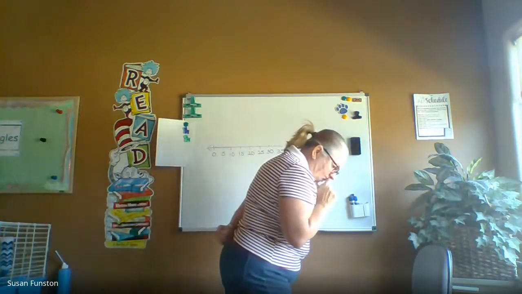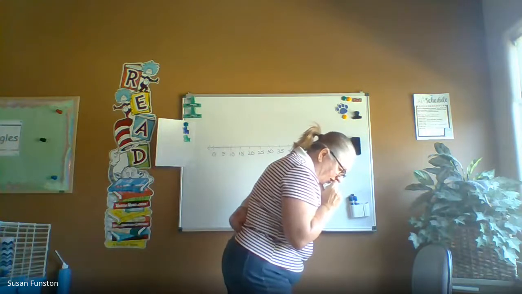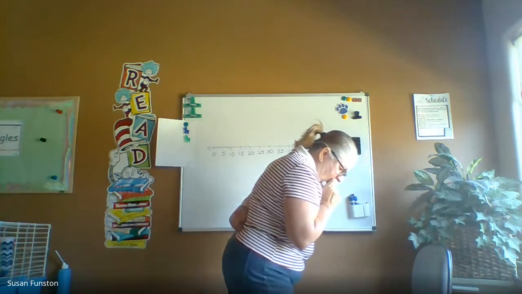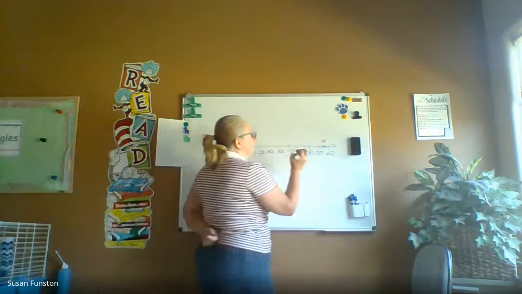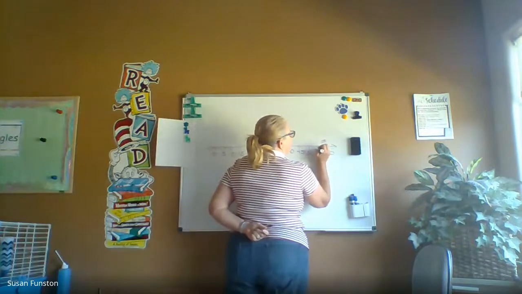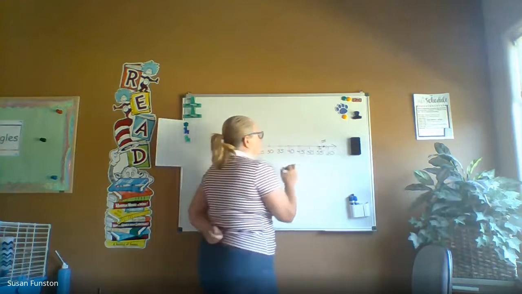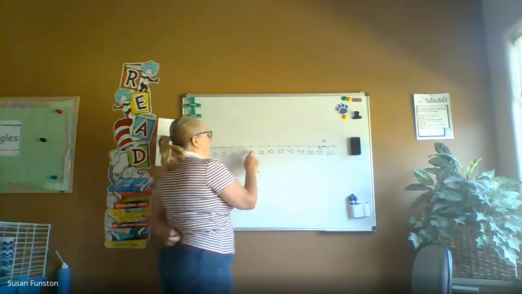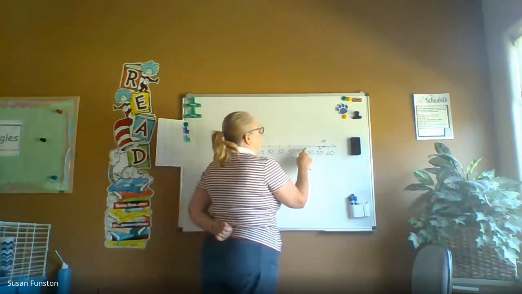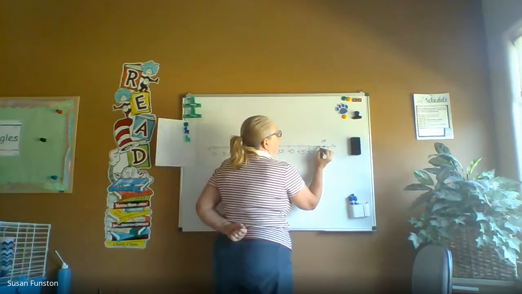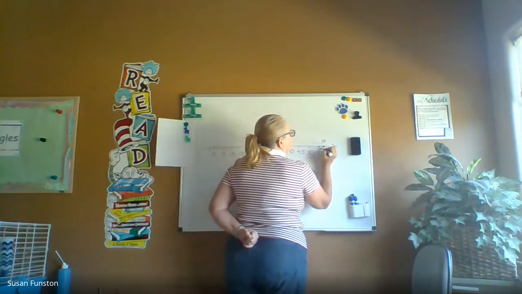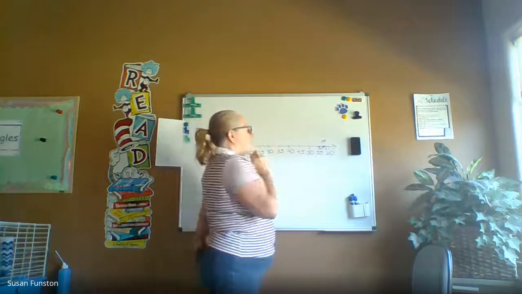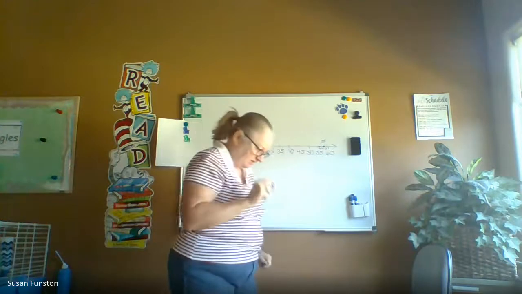Can we find 56 on that same number line? We can, because it's right here: 55, 56. And we could start here and say 5, 10, 15, 20, 25, 30, 35, 40, 45, 50, 55, and then one more little mark would be 56. Because we have 56, 57, 58, 59 all in between here before we get to 60.